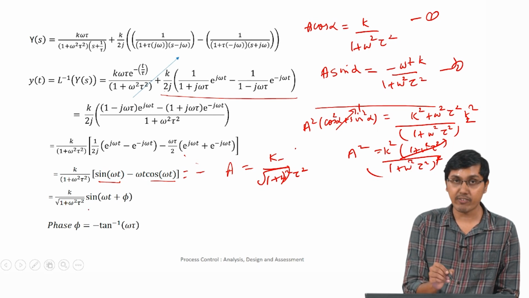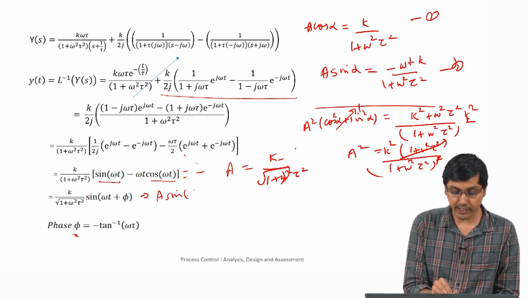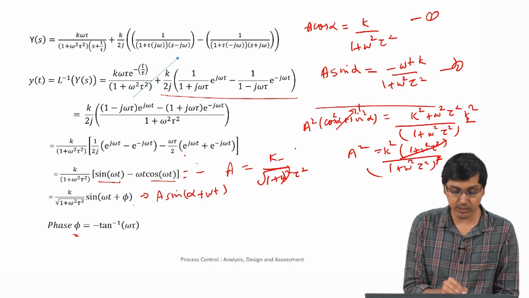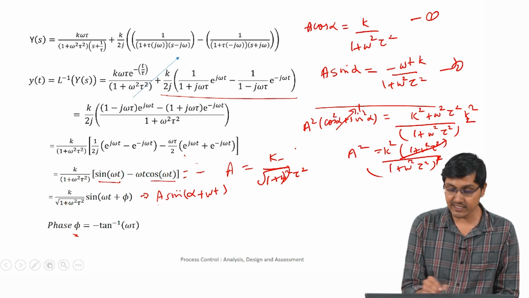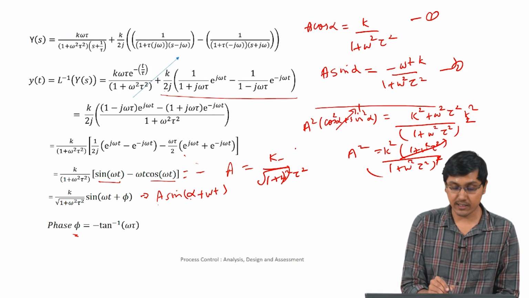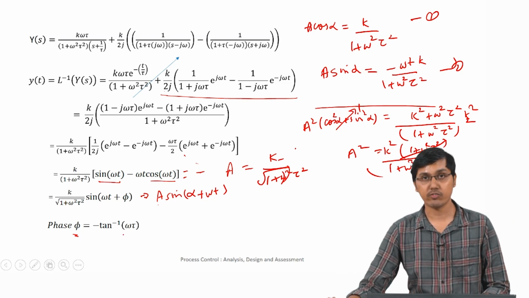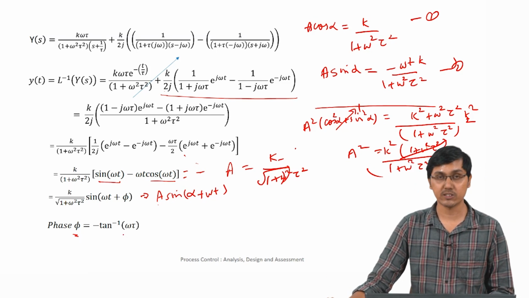So this alpha term is what is represented by phi here. Basically we can write this as a into sine of alpha plus omega t, and instead of alpha we are using the term phi here. So a is nothing but k by root of 1 plus omega square tau square, and alpha or phi is nothing but minus tan inverse omega tau. So that's the equation we are going for, the sinusoidal response of a first order system.